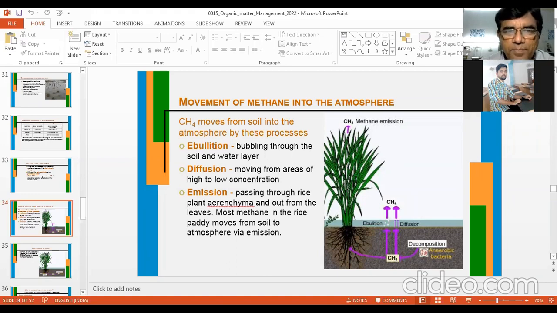Then the third one is emission, passing through the rice plant parenchyma and out from the leaves. This is the most significant way of methane release from paddy soils, and most methane in rice paddy moves from soil to atmosphere via emission. So students must remember this, that methane is produced in rice soils, and this methane passes through roots and then shoots, then leaves. Through the leaves, it is emitted outside and comes to the atmosphere. This process is known as emission. It is with the help of the rice plant.